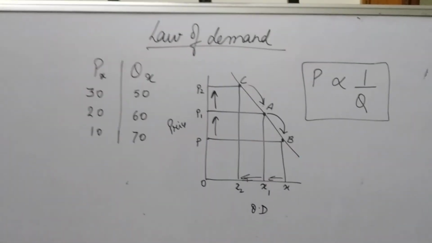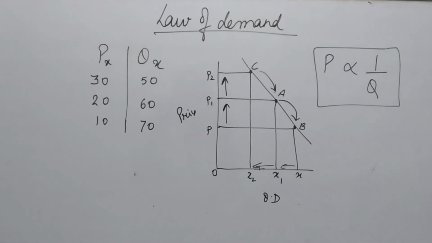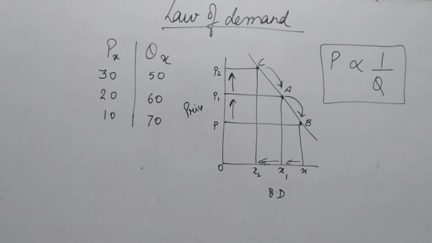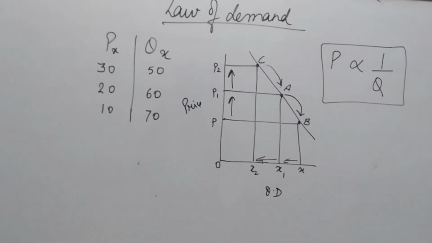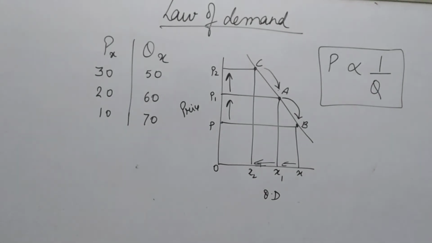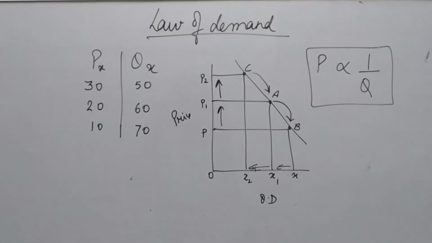That means if other factors remain constant, meaning we are discussing the price of the X commodity over here. And what are the other factors? Price of related goods, income, taste and preferences, future expectations. If all these factors remain constant, then price has an inverse relationship with quantity.